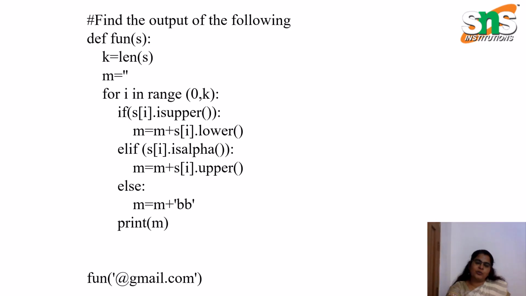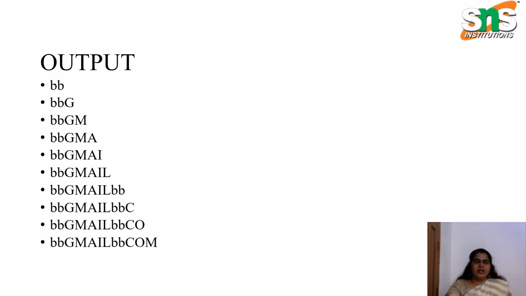We can see the output of this program. The value of our output is bb, then whenever I call it, it converts to capital, so it should be displayed as G, then bb gm gma gmail and gmail.com. Like that, it shows the output of this program. When the loop ends, it will come out of the loop, and it will give the particular output of the program here. Thank you.